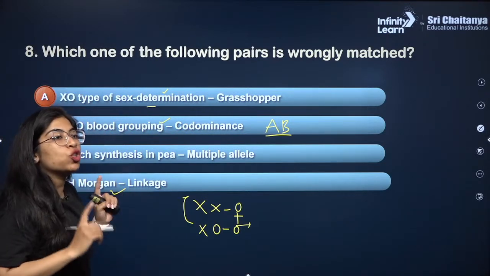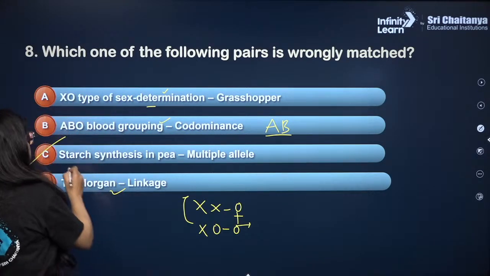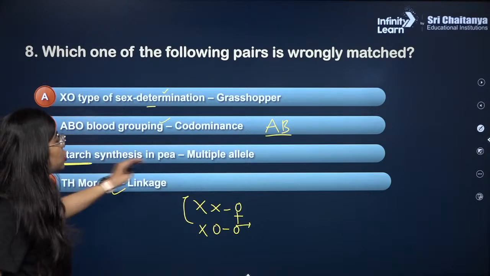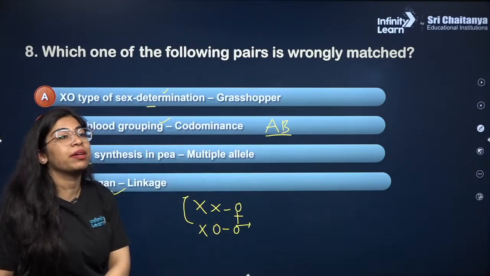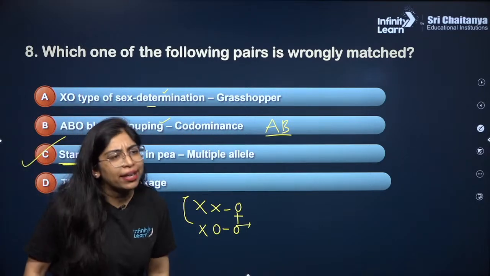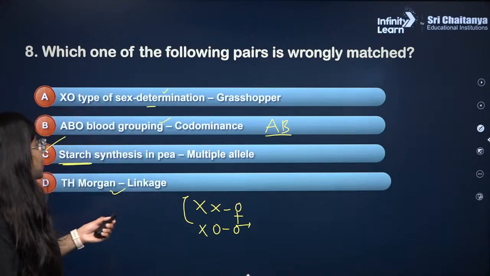So what is the one which is not true or incorrectly matched? This is option number C. This is not an example of multiple allelism, everyone. Very good, beta. C is my answer to it.